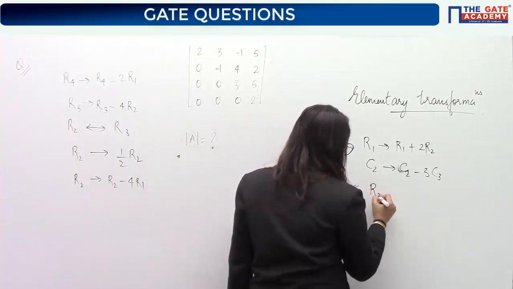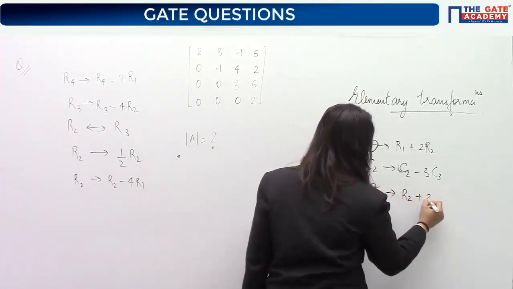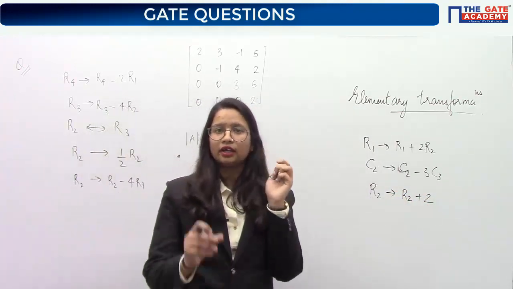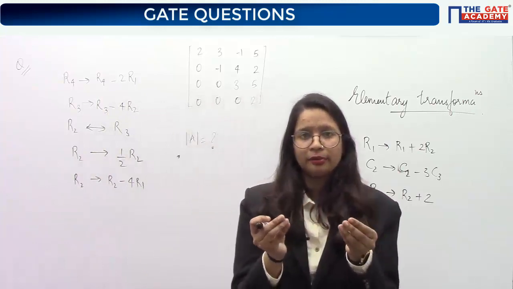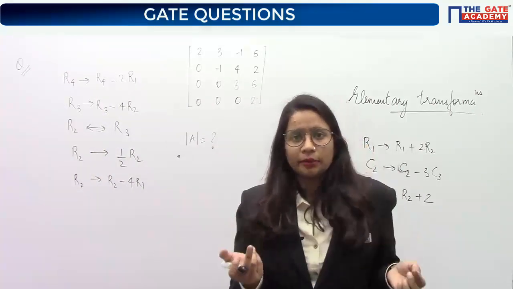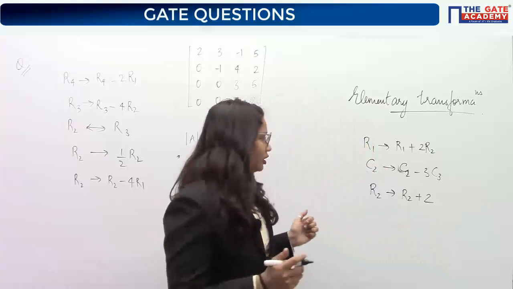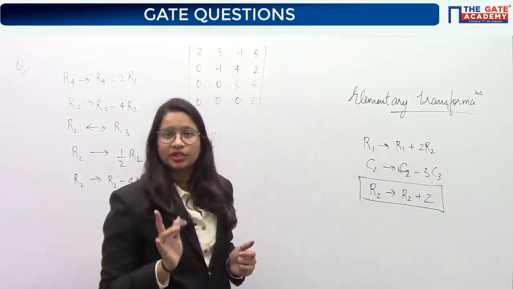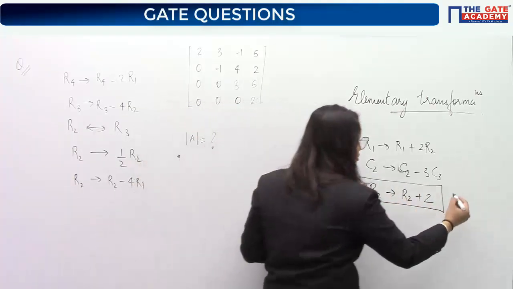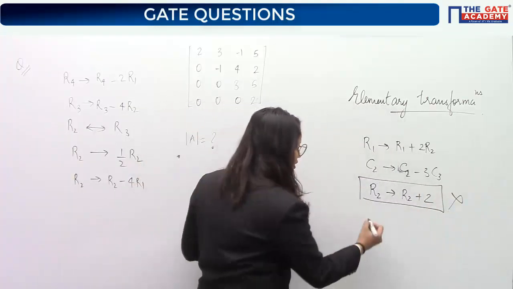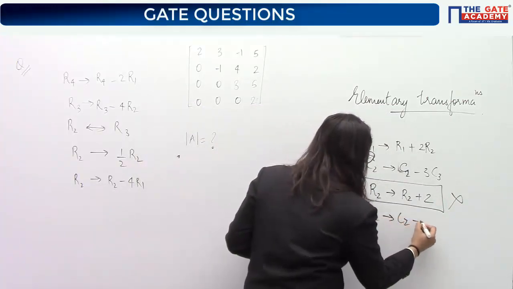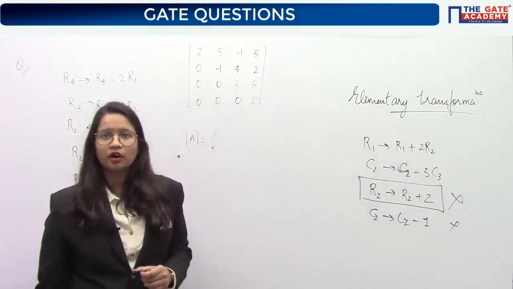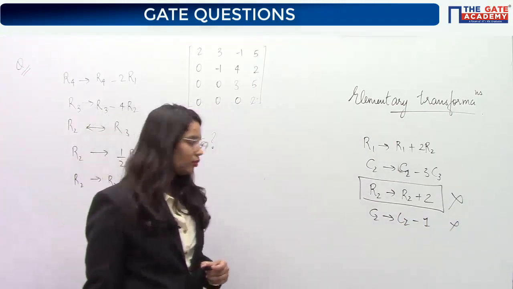Now, an operation like this is not an elementary operation. Why? Because if you are adding a scalar to each and every element of a particular row, then obviously the determinant will change. We have not seen any property saying this will not change the determinant, so this is not an elementary transformation. Similarly, adding or subtracting any constant from columns is also not an elementary transformation. Understood?